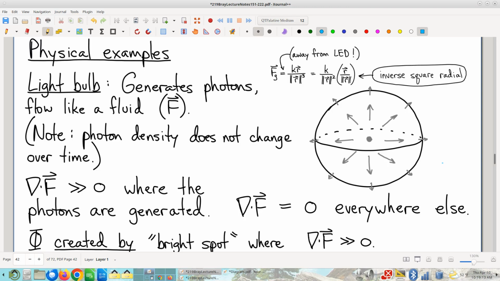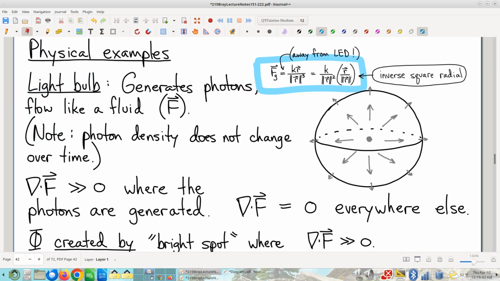And so the light bulb, I think the light bulb is a lovely example. So now if you think about what a light bulb does, it makes light, okay, but more to the point, it generates photons that fly outward. Bunch of little particles flying kind of roughly all in the same direction, like a fluid. So we can represent the flow of photons coming out of a light bulb with a vector field.